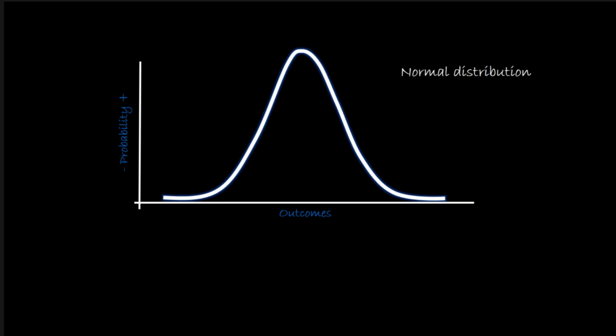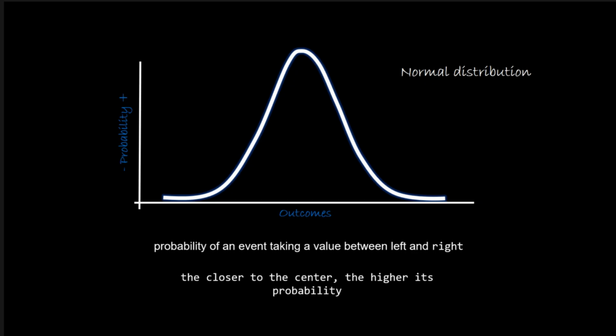For example, if you roll the die, you will have the numbers from 1 to 6 on your x-axis, whereas the y-axis represents the likelihood of set outcomes. The higher the curve, the more likely that outcome is to occur. So this chart represents the probability of an event taking a value between the range of outcomes described by the left and right ends.